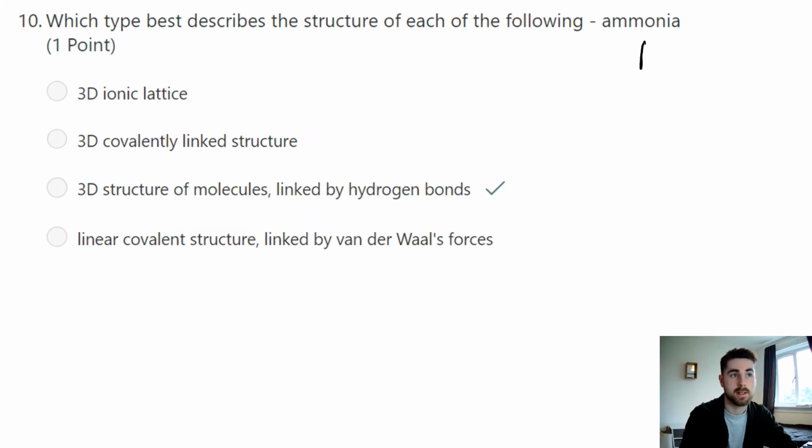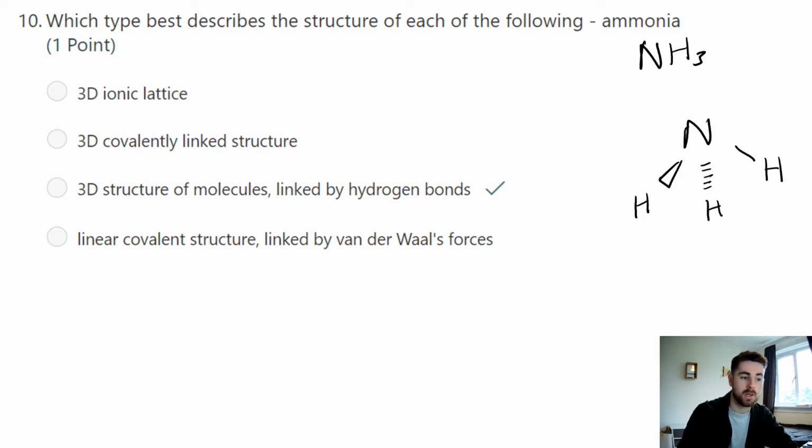So ammonia is NH3. It's got a pyramidal structure, which is 1 nitrogen at the top and 3 hydrogens forming the base of this pyramid. So nitrogen's got an electronegativity of 3 and hydrogen's got an electronegativity of 2.2. So as a result, we end up with a strong dipole being formed with the nitrogen being partial negative and the hydrogens being partial positive.